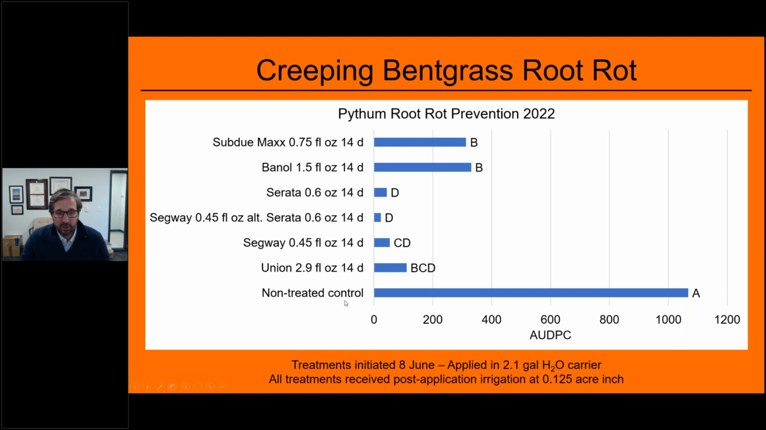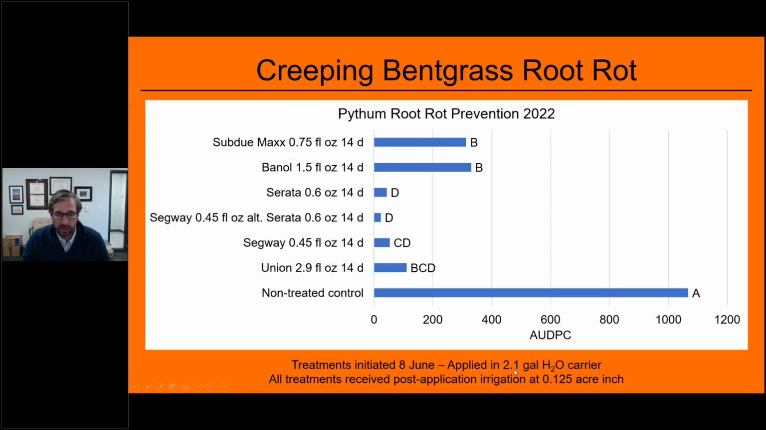But what we're looking at here is just the total area under disease progress curve. So we're looking at multiple ratings summarized into this AUDPC value that I'm showing here. And I'll show you what these plots look like so you can see that, by the end of this trial, this non-treated control had high Pythium root rot development. And again, you can see that through this very high AUDPC. Now, our treatments were initiated a little bit late, so you could say that this is what we call an early preventative, where we're not seeing symptoms, but Pythium could be active.